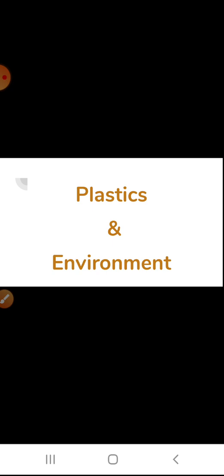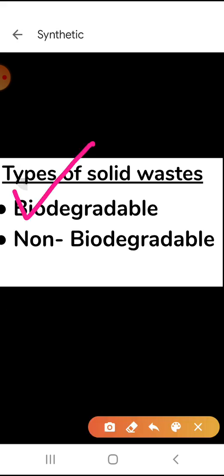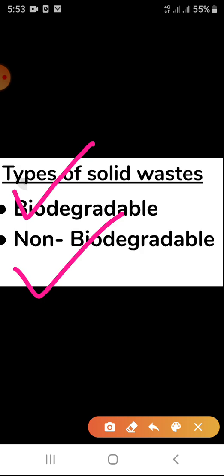It harms the environment. It is not good for our health also. So because plastics are non biodegradable. Now one new word came here, so let's discuss that. Types of solid waste. We are having two types of solid waste here: one is biodegradable and second is non biodegradable.